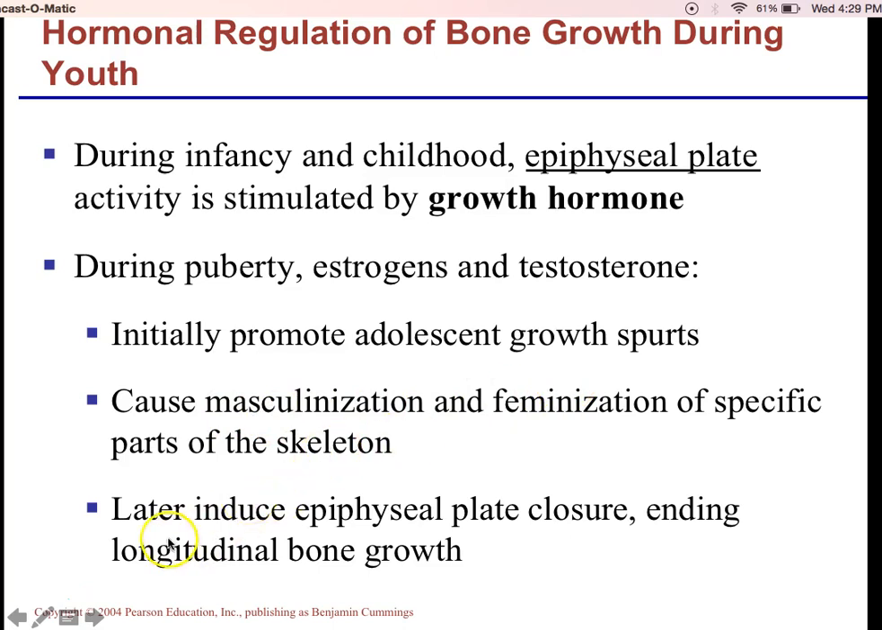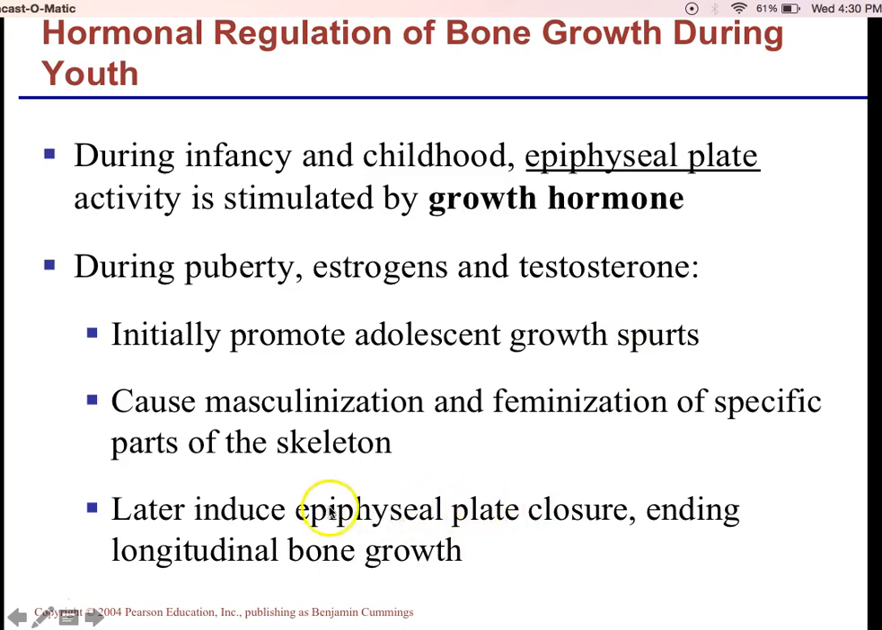Now, here's the part that's the most important. It's going to close the growth plate. It's going to close the epiphyseal plate. What the sex hormones will eventually do is destroy chondrocytes. And then that's it. You have reached your adult height. You will grow no more. You will look forward to aging and shrinking, but you will grow no taller. And thanks to sex hormones.